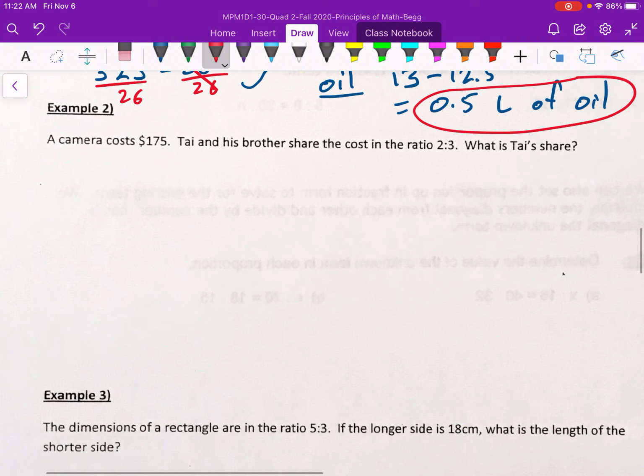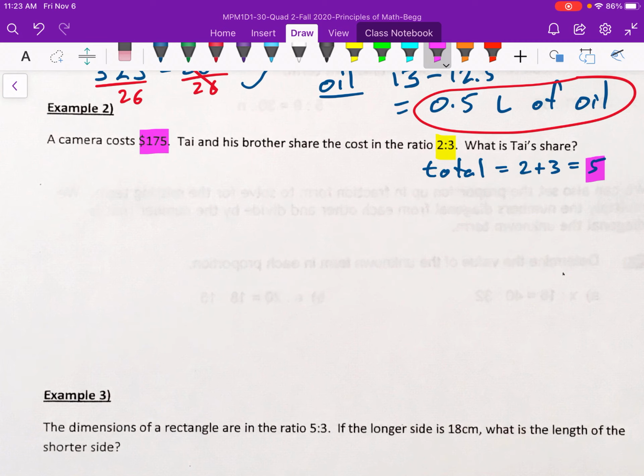A camera costs $175. Ty and his brother share in the cost in a ratio of 2:3. Okay, so again, we need to know the total parts. So the total parts is equal to 2 plus 3, which equals 5 parts, right? Again, let's put that in purple. Also, this $175 on the left is the total cost. So that matches up with the 5 parts total. So I want to do a ratio. Again, let's just let X be Ty's share.